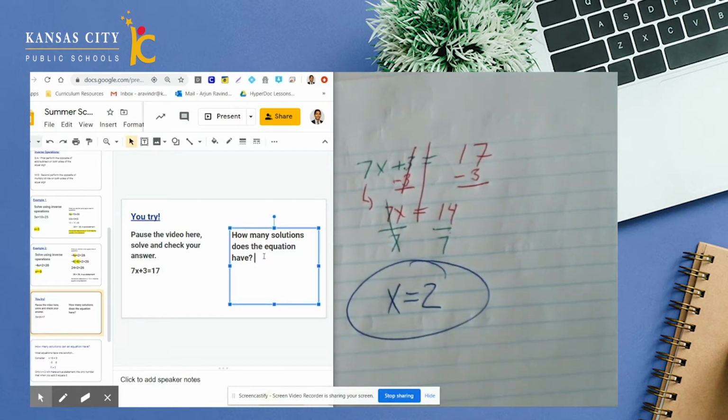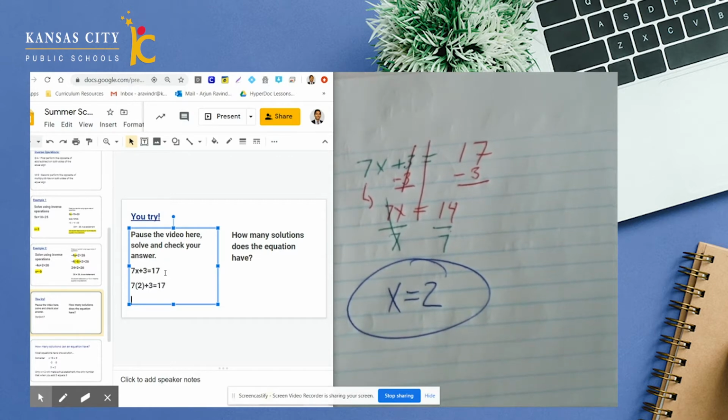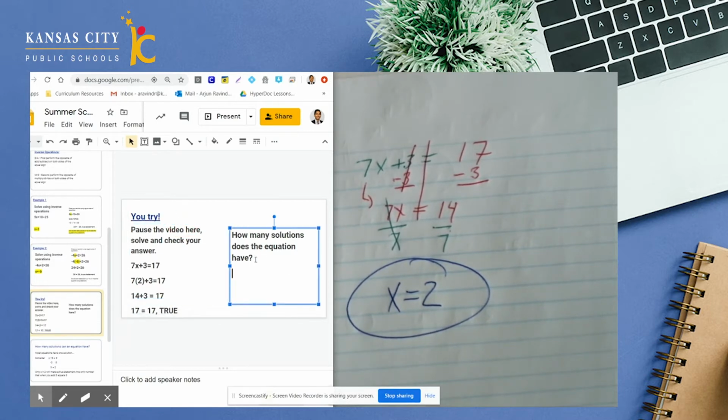Let's see if that works over here. If we plug in 7 times 2 plus 3 equals 17. Let's see if it's true. 7 times 2, 14 plus 3 equals 17. That's true. We get 17 equals 17, which is true. Because it's true, there's only one solution. The only solution is x equals 2. Only x equals 2 will work.